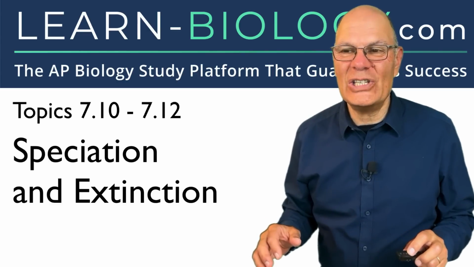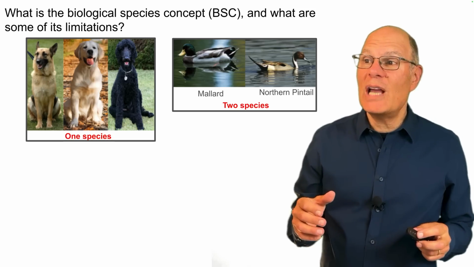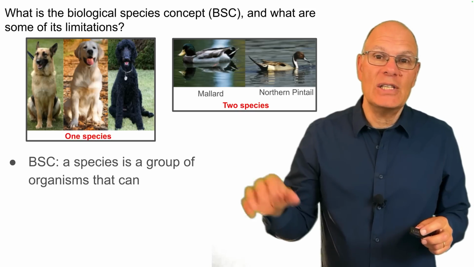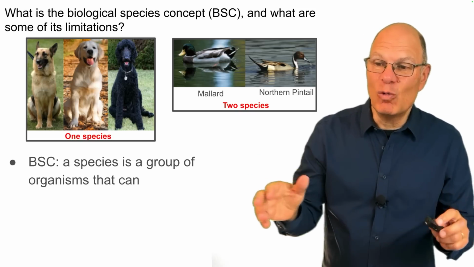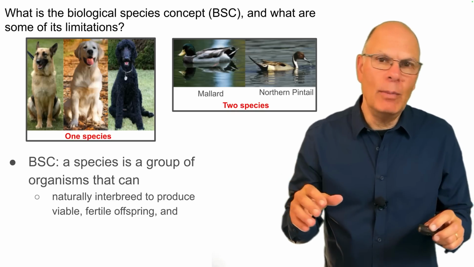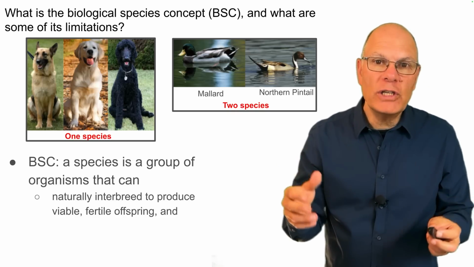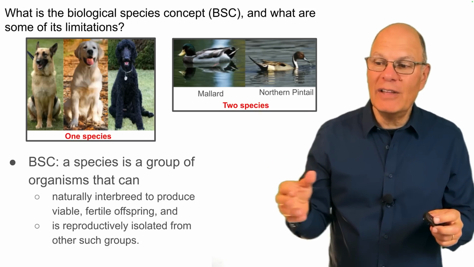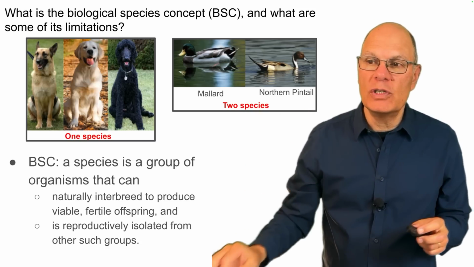Speciation and extinction. What is the biological species concept and what are some of its limitations? The biological species concept defines a species as a group of organisms that can naturally interbreed to produce viable, meaning healthy, fertile, meaning able to reproduce, offspring, and which is reproductively isolated from other such groups.